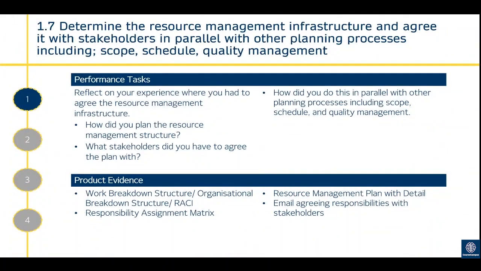1.7. Determine the resource management infrastructure and agree with stakeholders in parallel with other planning processes, including scope, schedule and quality management. Resource management infrastructure is anything that you need to manage the acquisition and the movement of resources on site. So this could be transportation, logistics, warehousing, storage, anything to do with transferring.